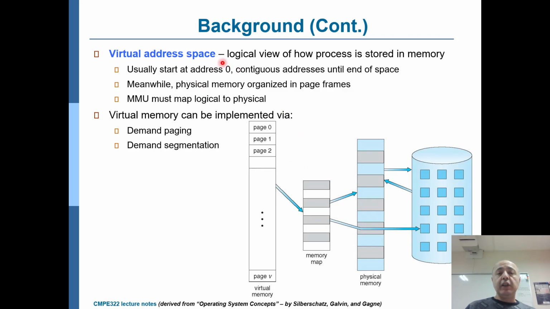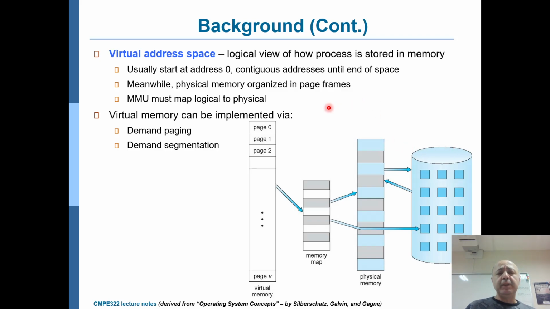So the virtual address space is the logical view of how the process is stored in memory. The virtual address space typically starts with address 0, and since it's a virtual address space, it appears to be contiguous. However, in reality, in the physical memory, it's not contiguous. Furthermore, not even all of the virtual address space is in memory, and we will make use of the swap space to swap out some of the pages, not the whole process maybe, but some of the pages.